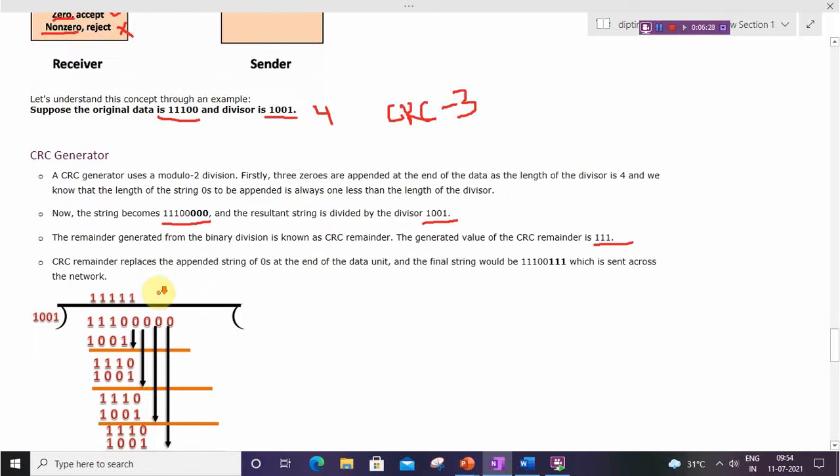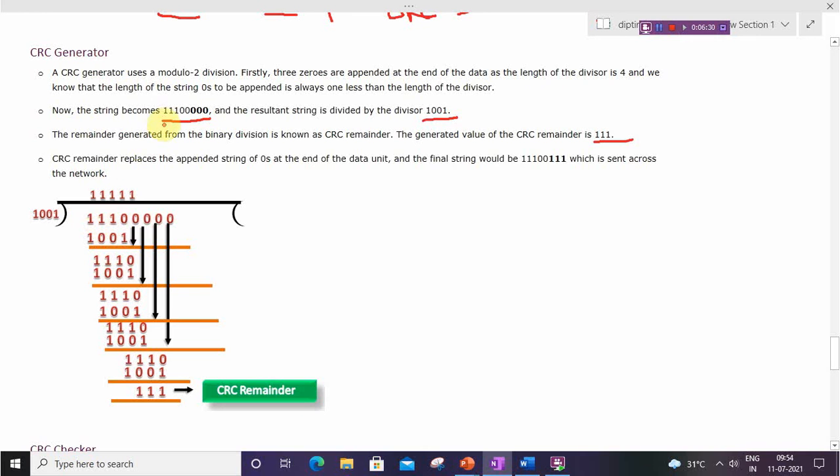So let's check the division. The data unit is 111100000, and the divisor is 1001. The first time, the quotient value will be 1. Then 1001, then XOR it in a modulo 2 division. We XOR it, so we get 0111, 101, 101.